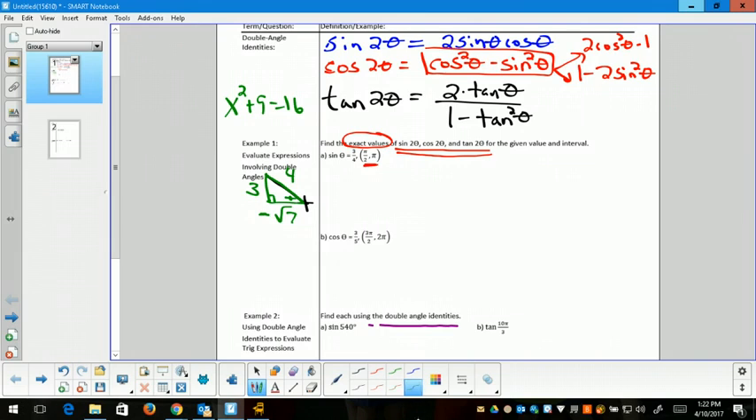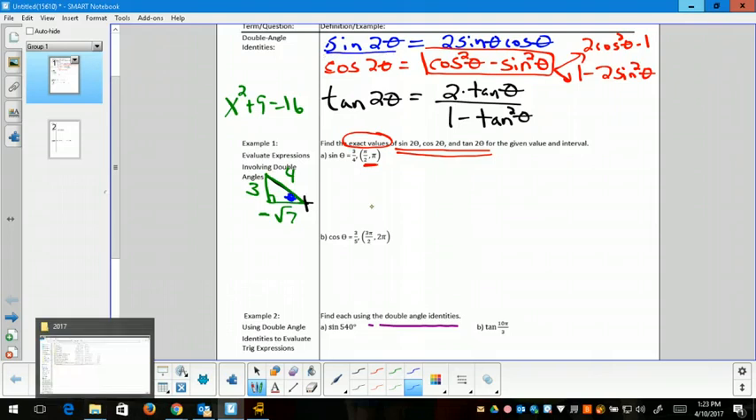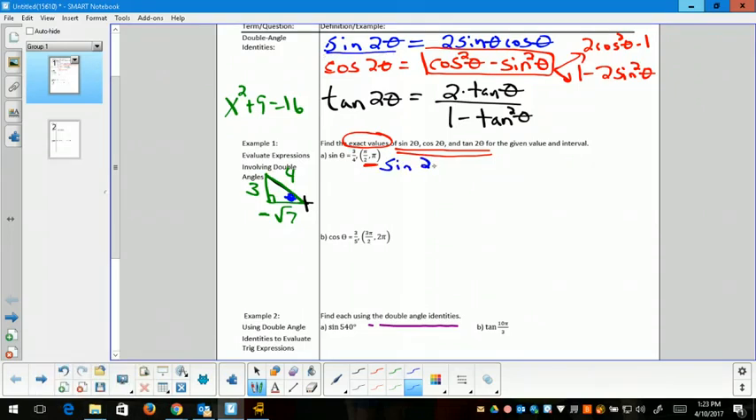So now they want us to find sine of 2 times whatever this angle is. They don't really care what the angle is. They didn't say find theta. They don't want a decimal approximation, so you shouldn't use your calculator. You're going to use the double angle identity of sine 2 theta equals 2 sine theta cosine theta. Well, sine theta we already know. Sine theta is 3/4.